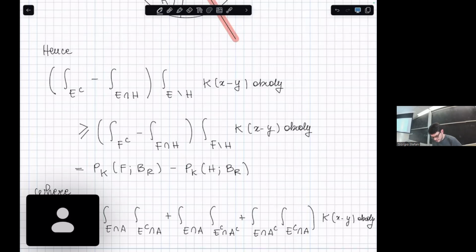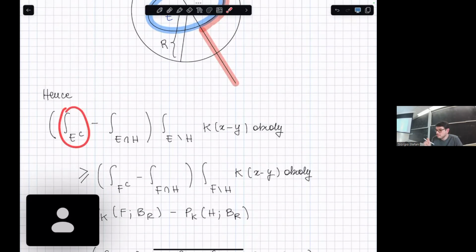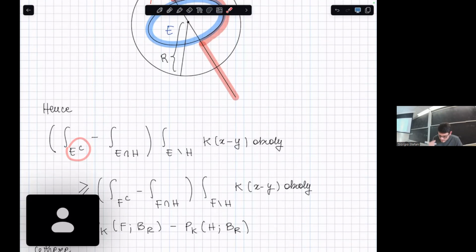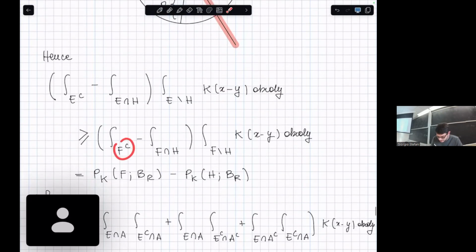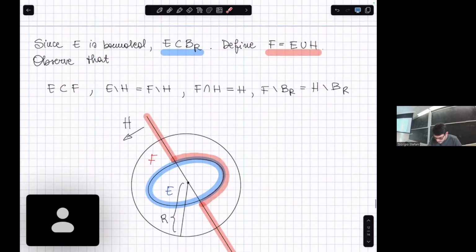Here it is. This is something that I want to show you. So the first integral is with a plus sign. E is contained in F, so it means that the complement of E is bigger than the complement of F. Good. E minus H, well, E minus H is the same as F minus H.